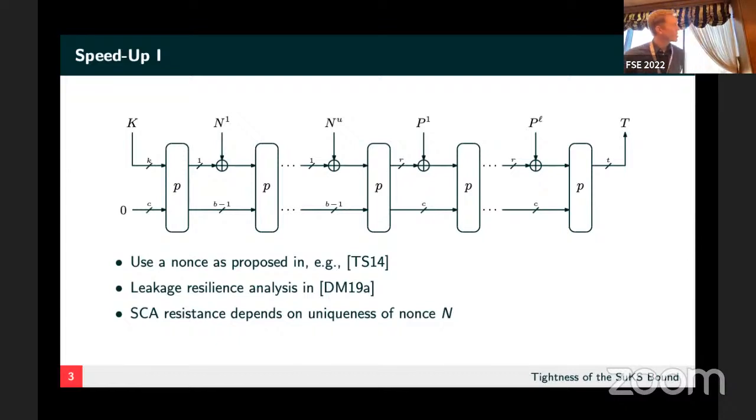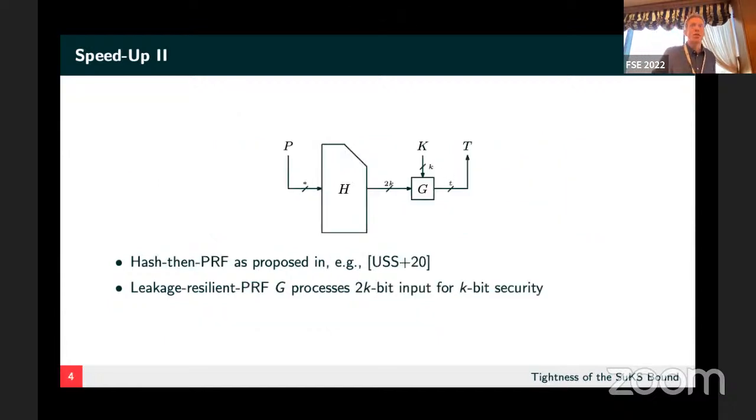A couple of years back, 3 years back, we proved leakage resilience of the duplex construction, and this can be seen as a duplex construction. So the leakage resilience of this one follows from the analysis we did in 2019. The downside is that you need a nonce. So how else can we efficiently build a leakage-resilient function, or a function that's easier to protect against leakage?